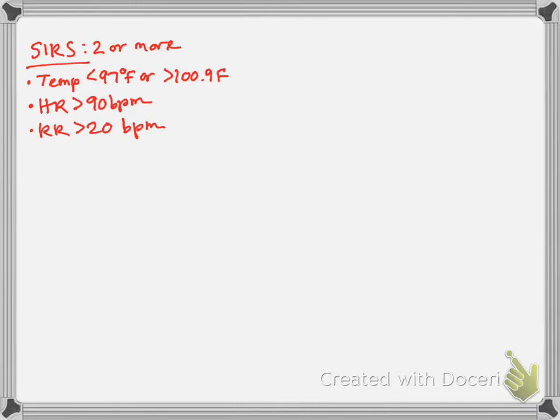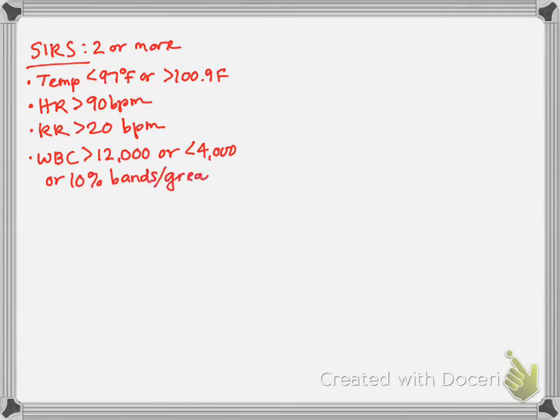We talked about the inflammatory response. What happens to your white blood cells? Yeah, we could have a white blood cell increase greater than 12,000 cells, or even less than 4,000, or greater than 10% bands. What is that called? Shift to the left. So your shift to the left is in your neutrophils.